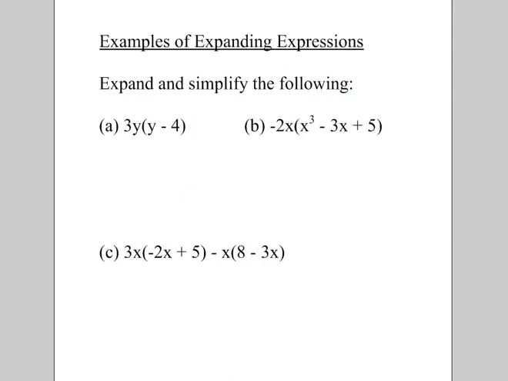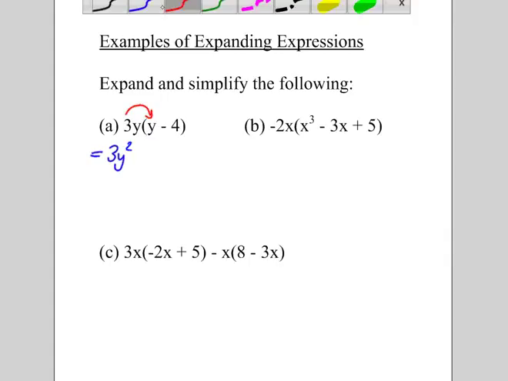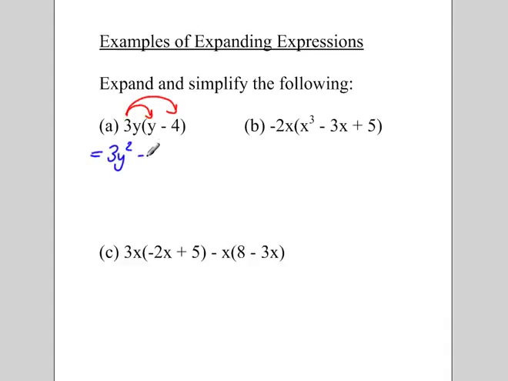So in this first example, we're going to distribute what's in front, which is the 3y, to what's inside the bracket. So 3y times y will become 3y squared. And so that's where we're using our multiplication rule. Y times y is y squared. And then 3y times negative 4 is going to be negative 12y. And that will be our final answer because those are not like terms.